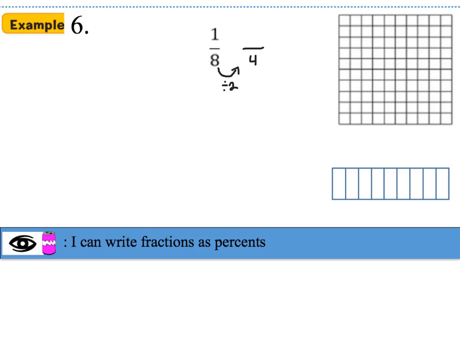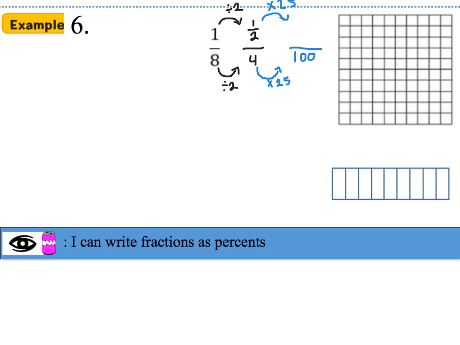But if I scale back by 2 on the bottom, I have to make sure I scale back by 2 on the top. And 1 divided by 2 can be written like this: 1 over 2. It's a fraction. Let's make that 4, the denominator, into 100. I can multiply that by 25. And if I multiply the bottom by 25, I get 100. Let's multiply the top by 25 as well.